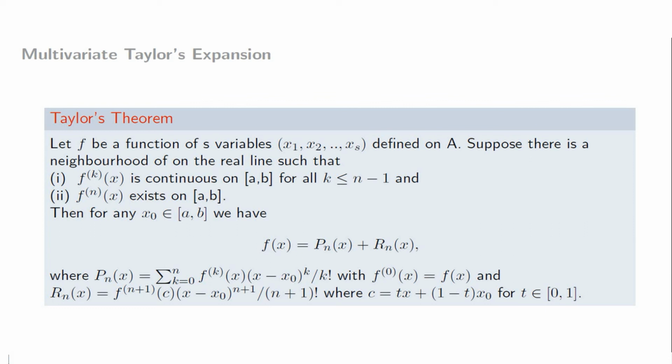That is, if we have s variables x1, x2, up to xs, then the nabla operator gives us a vector with the gradient of the function. That is, by nabla of f we get a vector with elements: the partial derivative of f with respect to x1, up to the partial derivative of f with respect to xs. So with this notation we can express the multivariate Taylor expansion.